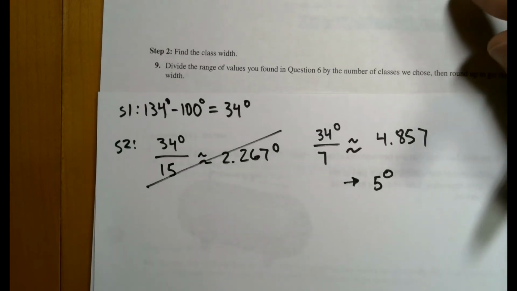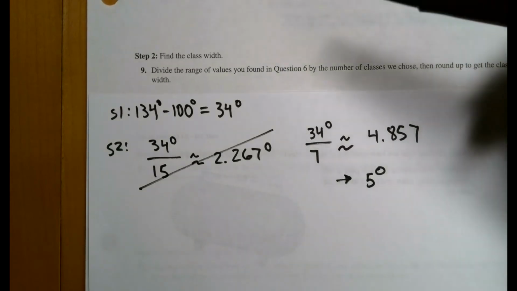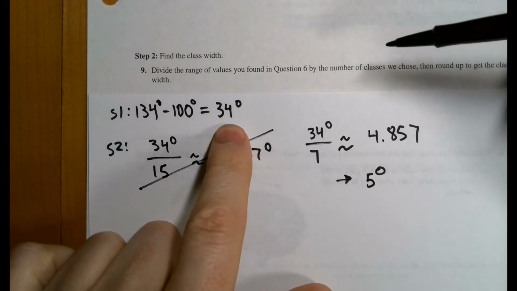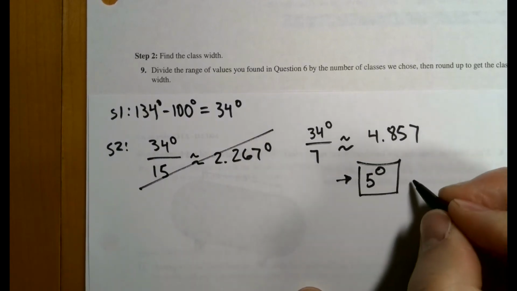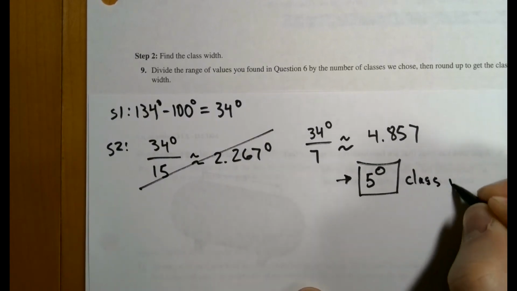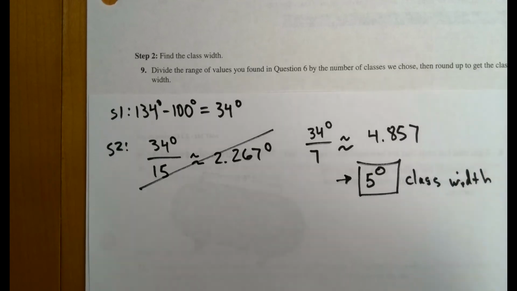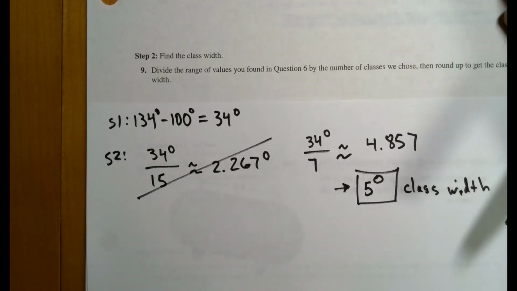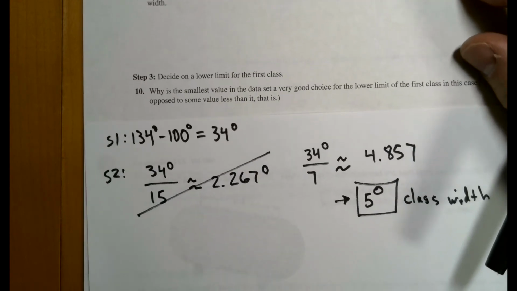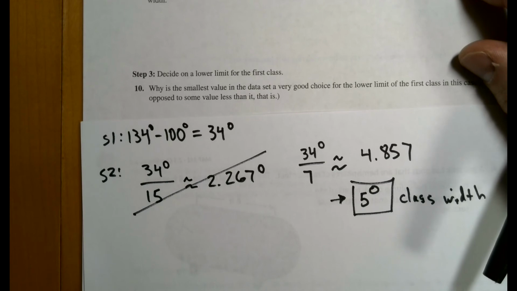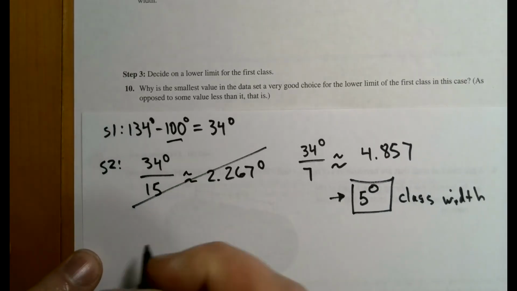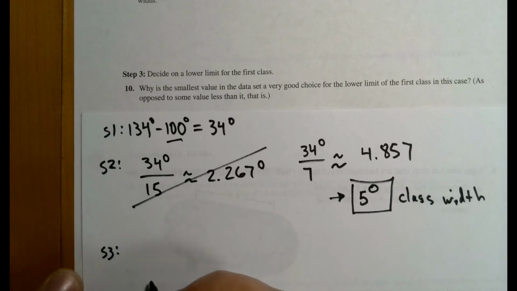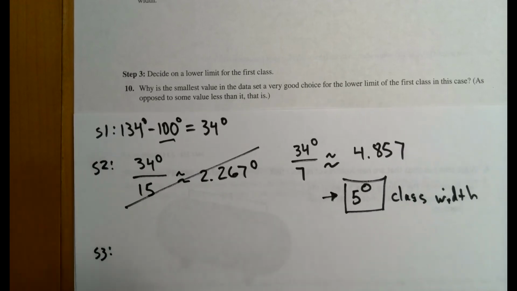Okay, so step 2 of finding the class width, you're supposed to divide the range values, so the 34 degrees, by the number we chose, and then round up to get the class width. So this 5 degrees represents the class width. In other words, that's the difference between the upper and lower limits. Okay, so then we're going to decide the lower limit for the first class. That's step 3. The smallest data value is often a great choice. And in our case, the smallest data value was this 100. And so that's a multiple of 5, which makes it a wonderful number to add 5 to.